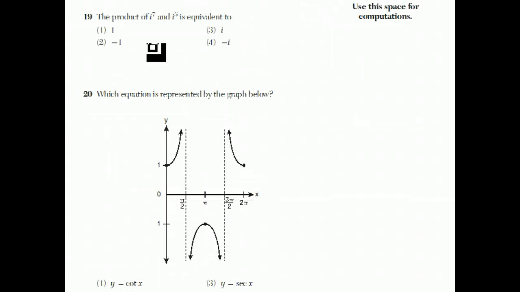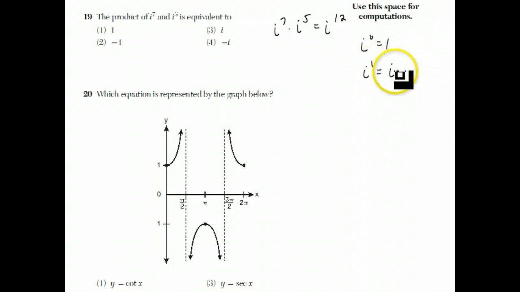Number 19. The product of, I think that says i to the 7th and i to the 5th. Let's see. Yes, it does. Well, i to the 7th times i to the 5th is i to the 12th. Powers of i: i to the 0 is 1, anything to the 0 is 1. i to the 1 is i, that's just anything to the first power. i squared is negative 1. That's the definition of i.